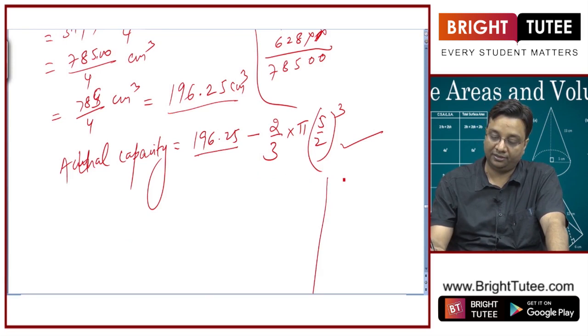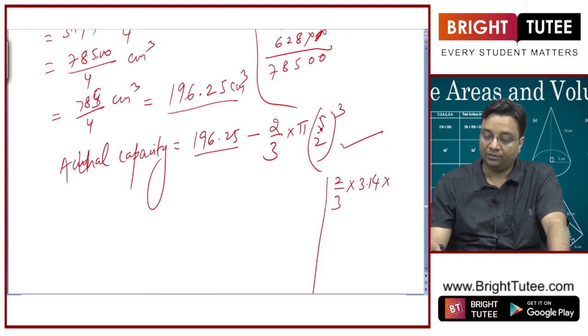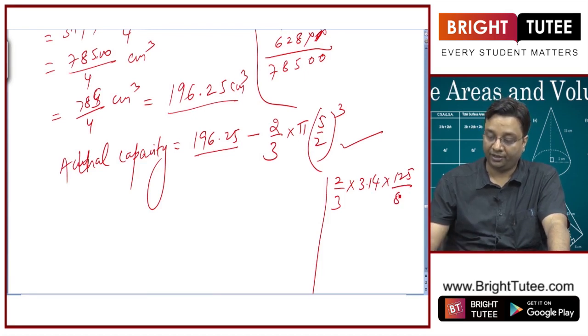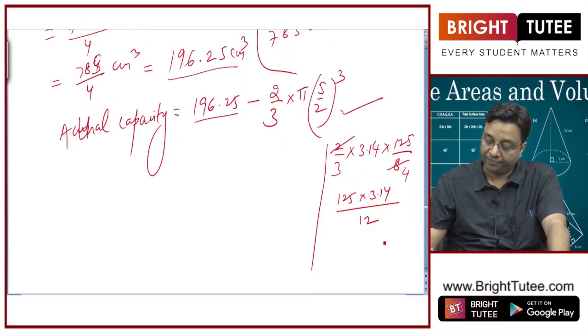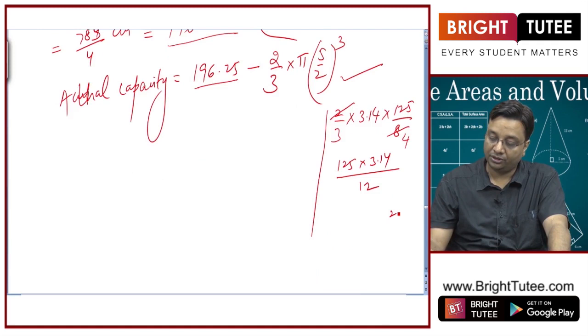So let's calculate it here. 2 by 3 into, let us consider it 3.14, into 125 divided by 8, okay. So this is 4, 125 into 3.14, 125 into 3.14 divided by 12, okay. So you can do this calculation like this.